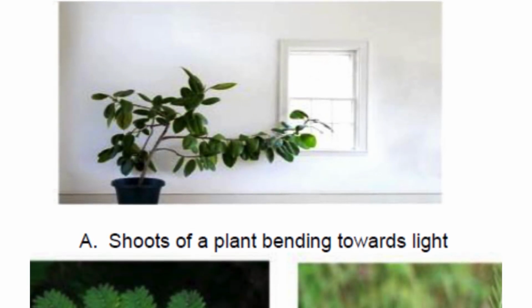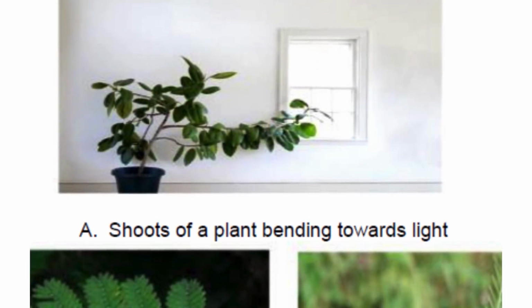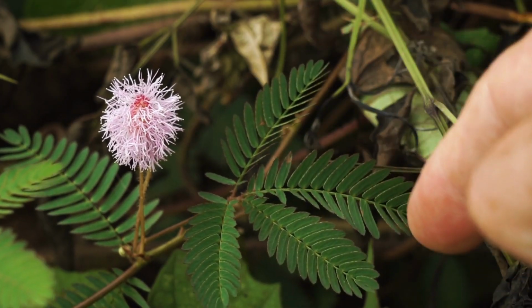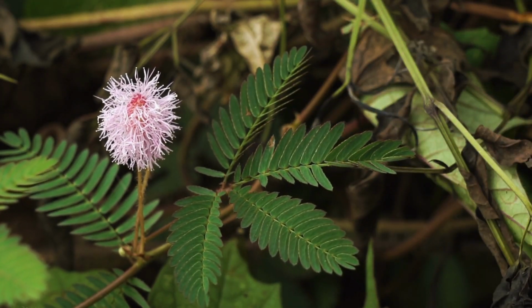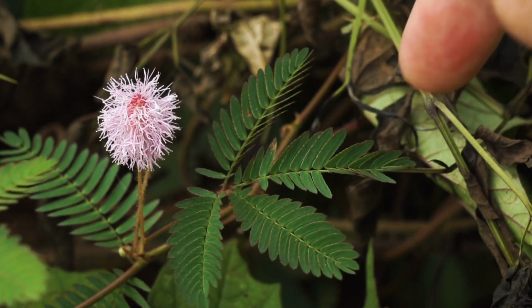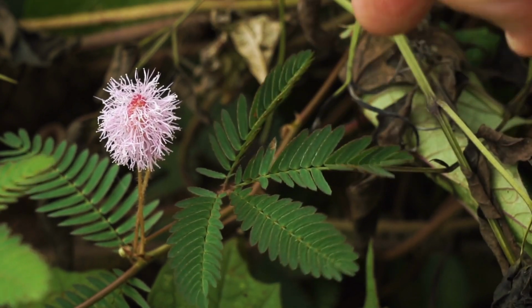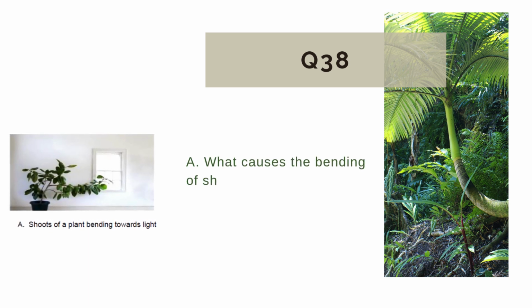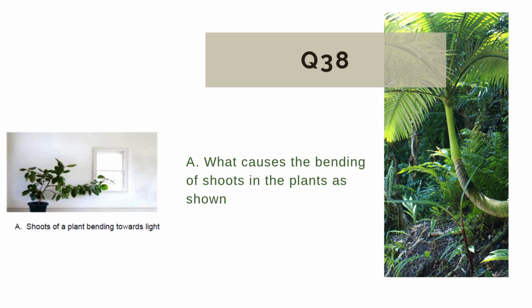Mohan and Rohit observed that shoots of a plant growing in shade bend towards the sunlight, whereas leaves of touch me not plant fold and droop soon after touching. They were curious to know how these movements occur in plants. Now tell me, what causes the bending of shoots in the plants as shown here in figure A?